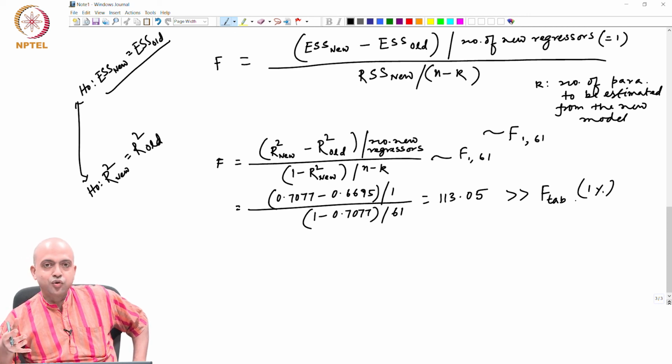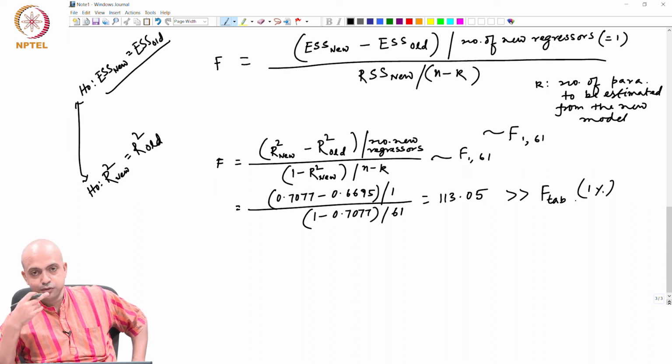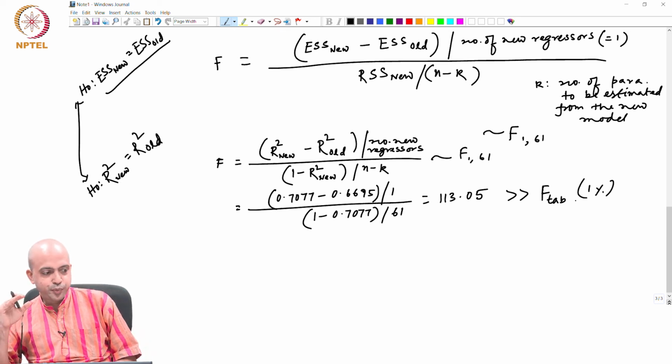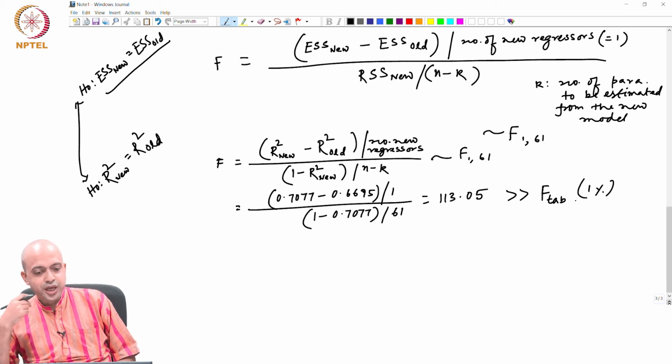So, this way we can actually test the marginal contribution of a variable. When you are to decide whether a new variable should be added or not, as I said earlier, what would be the benefit of adding a new variable? The benefit is in terms of extra explanatory power in the model, which is in terms of the ESS or R square. And what is the cost? Cost is basically losing degrees of freedom.